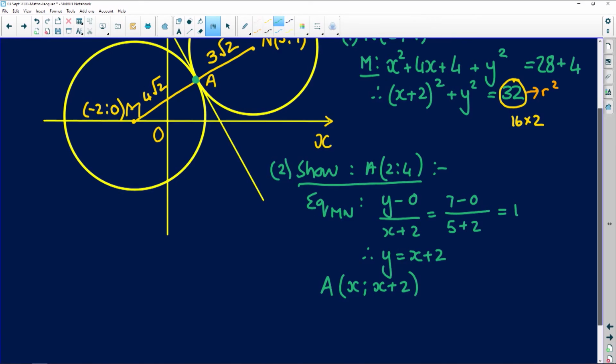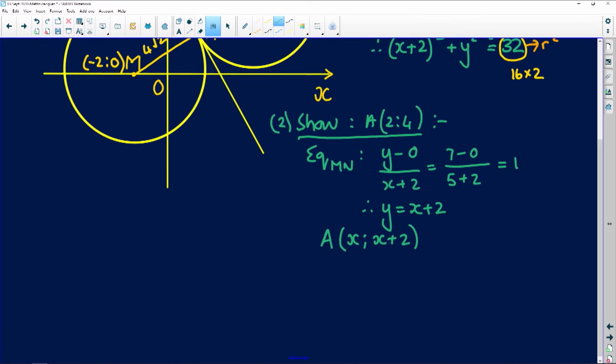Now with that in our bag, we're going to find the distance between two of the points, the point A and M or the point A and N, one of the two. I'm going to choose M because it's got a 0 as a coordinate. We know that AM is indeed 4 root 2. But now we're going to use the distance formula, so we square the AM value. And we know that 4 root 2 squared was 32.